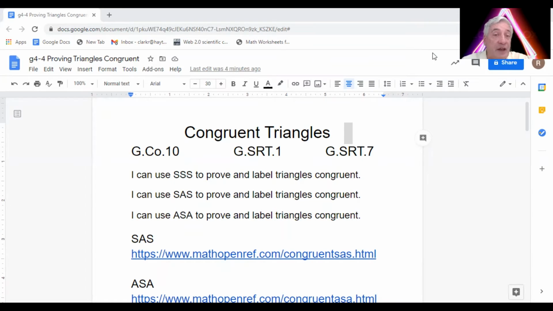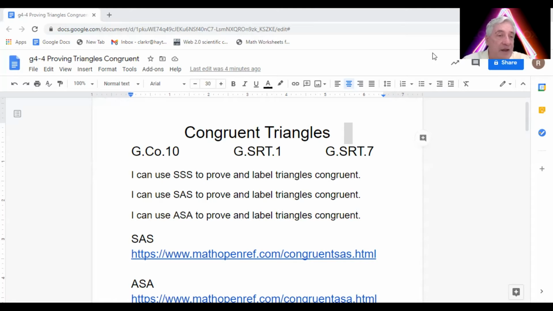I can use SAS to prove the triangles congruent: two sides with an angle in between them. If you have two sides and an angle in between them with the same measure on both triangles, then the triangles are congruent. And the other one would be ASA, angle, included side, angle. Those are the three. Obviously, there's a couple I'm leaving out.